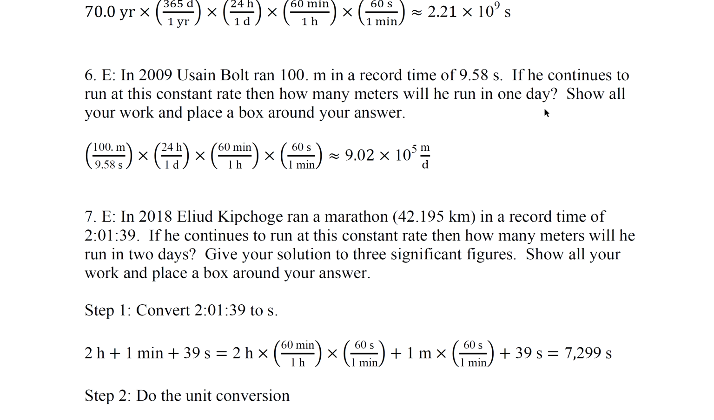Question number 6. In 2009, Usain Bolt ran 100 meters in 9.58 seconds. If he continues to run at this rate, then how many meters will he run in a day? So look on the left-hand side. We have 100 meters over 9.58 seconds. So both of those are equal to each other. Usain Bolt ran 100 meters in 9.58 seconds. That means meters and seconds are the same.